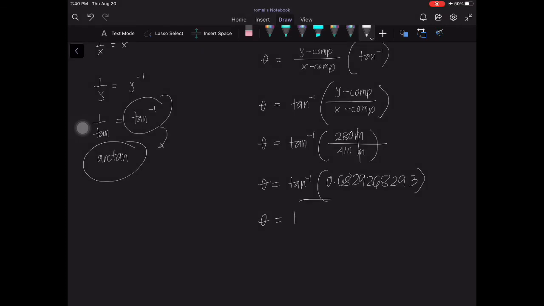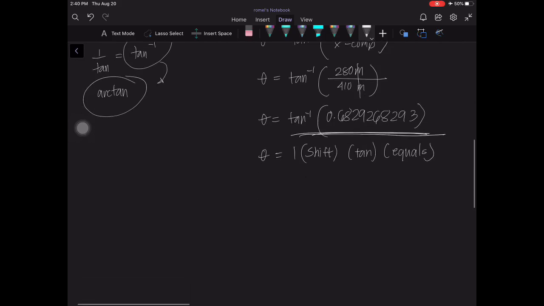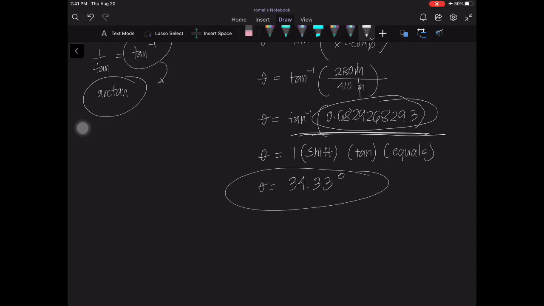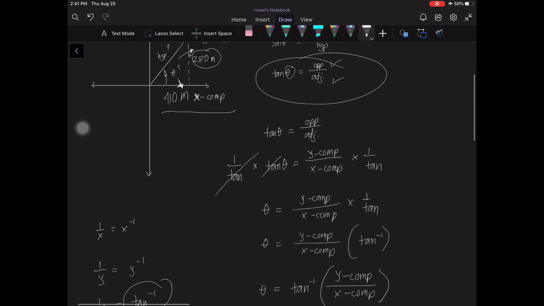To get this particular figure, you can simply click shift and then tan in your calculator, and then you click equals. So we have this figure, and then you click shift, you click tan, and then you click equals. We have our final answer, 34.33 degrees. So this is now our answer for the value of your angle.